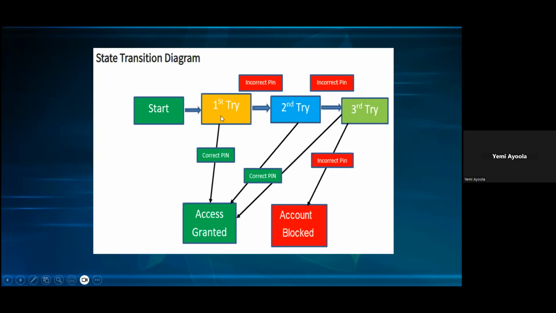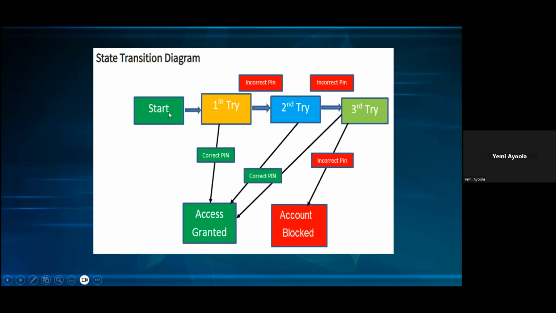Now the second try. From the first one, I start from here. I try the first time and I can't remember my pin. I put 1, 2, 3, 5. It tells me incorrect pin. That's my first try. I go back again. I try it again. 1, 2, 3, 4. That's my second try. So at my second try now, it will tell me correct pin. Well done. Access granted.